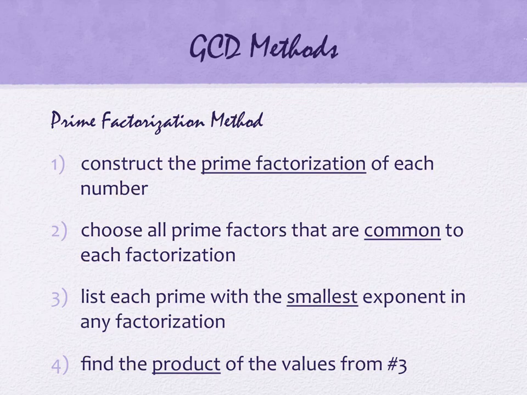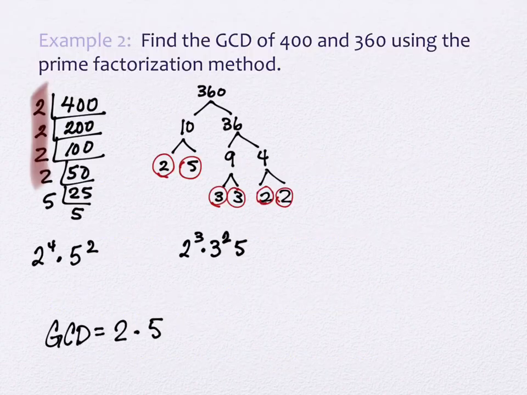Step 3 now says to see how many of them there are, okay? How many 2's do they really have in common? Is it just 1? If so, great. If it's not, you have to list that. So how many 2's do they have in common? Well, the first one had 4 2's, and the second one had 3 2's. So how many 2's do they have in common? 3. Each of them have at least 3 2's. So it's 2 cubed. How many 5's do they have in common? That one's just 1. And then the last step is to simply multiply what you have here. So this is 8 times 5, or 40. So 40 is the biggest number that divides both of these numbers.